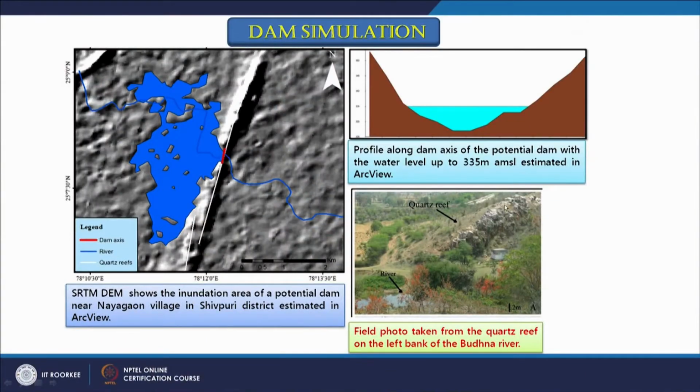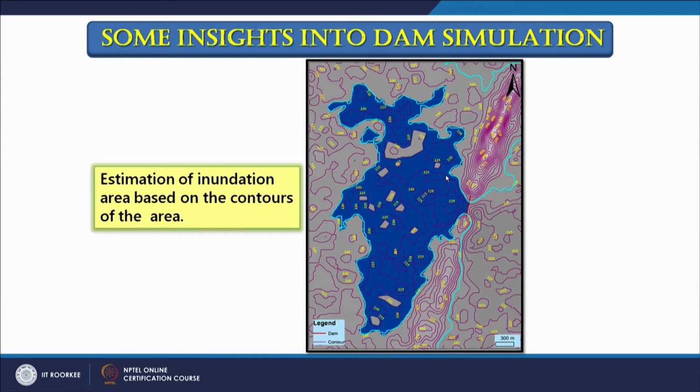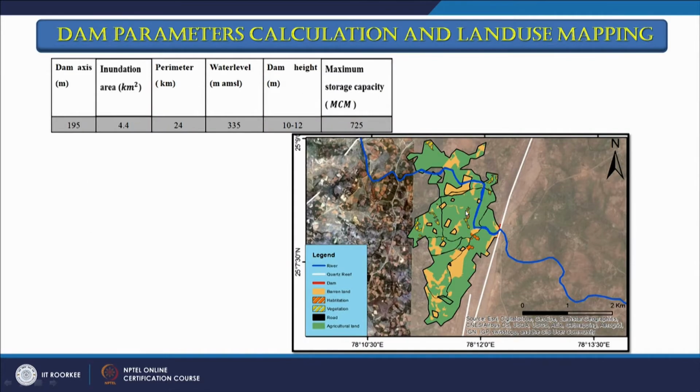A field photograph shows the situation of the quartz reef, and this is the water or river which is flowing across this stream. The only thing required is that it has to be plugged. Only one bank is shown here, the other side is not in this photograph. And also you can get an estimation of how inundation will occur at different water levels in the reservoir.